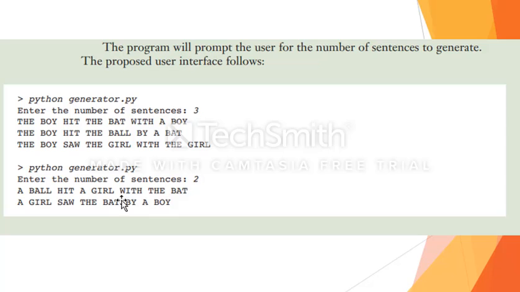We framed some rules, and based on those rules we generated these sentences. Similarly, a girl saw the bat by a boy. So this is completely meaningless, but still it forms a sentence, because we have followed all the rules. What are the rules? Noun phrase, verb phrase, prepositional phrase. Following these rules, we wrote this. So that is what the basic program is.